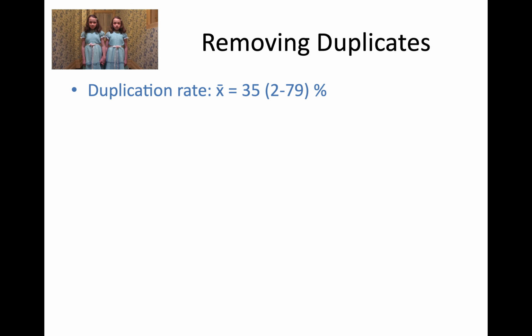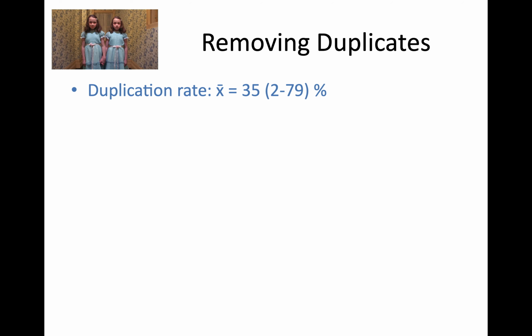So when we want to remove duplicates, it's useful to know that across these systematic reviews that were published by CEE between 2012 and 2017, we had an average duplication rate of 35%. But that ranged from 2% in a review that only searched a small number of databases up to 79% in a review that searched a really large number of databases. So the duplication rate depends slightly on the number of databases you search.